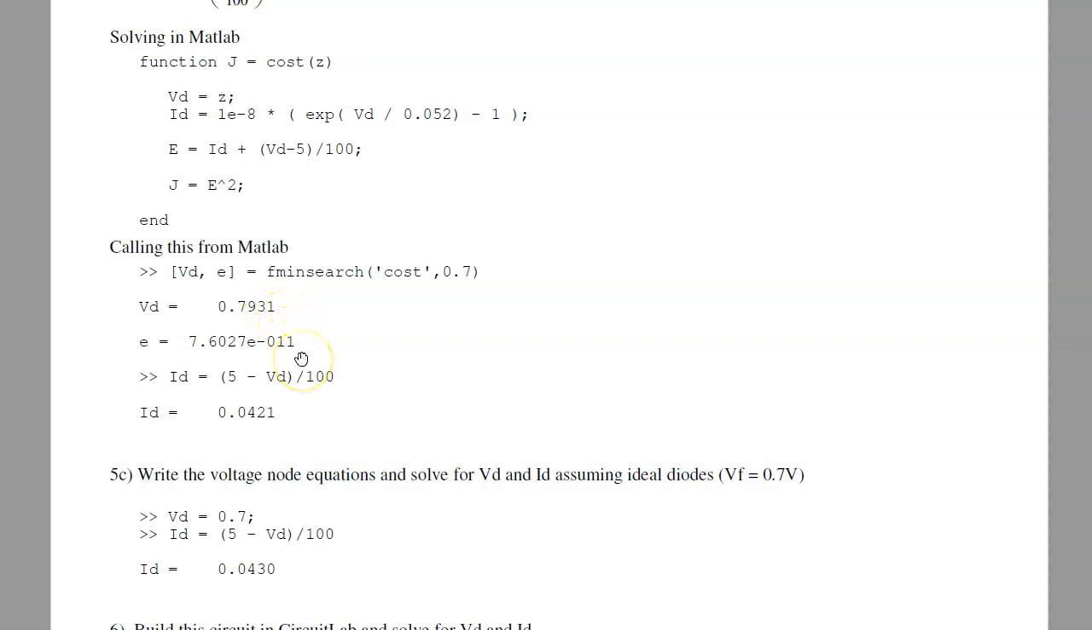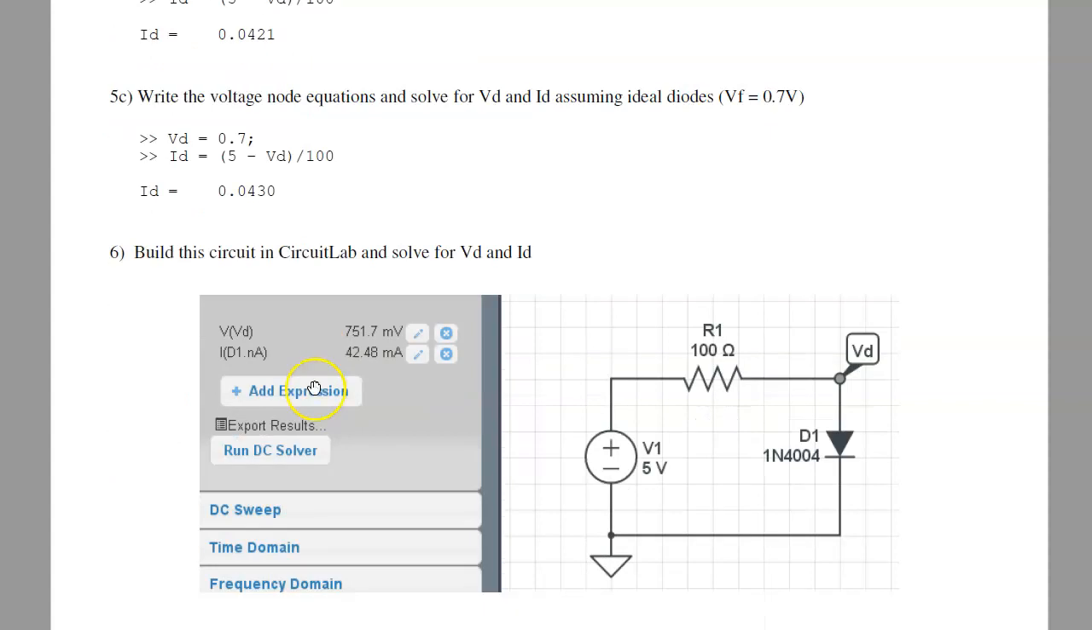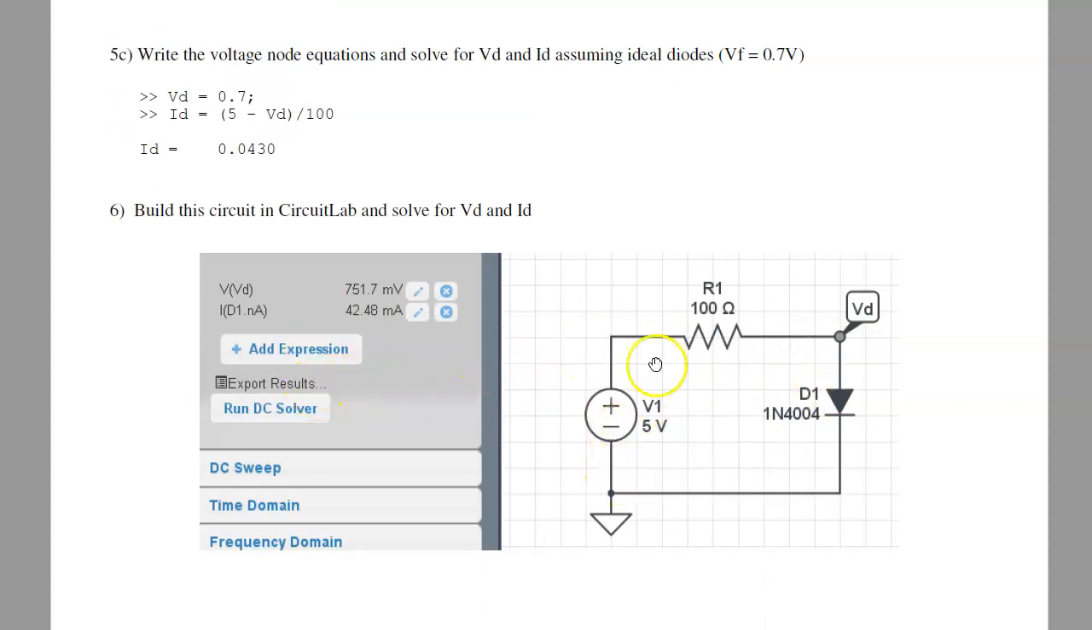And here's the sum squared error, almost 0. So the solution for MATLAB is 0.793 volts and 42 milliamps. In Circuit Lab, I can build the circuit using a 4004 diode, and I get 0.751 volts, 42.4 milliamps.